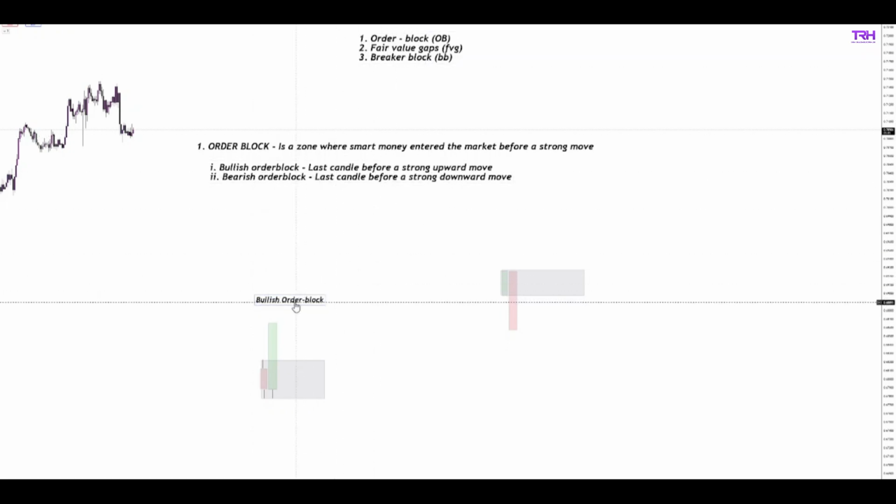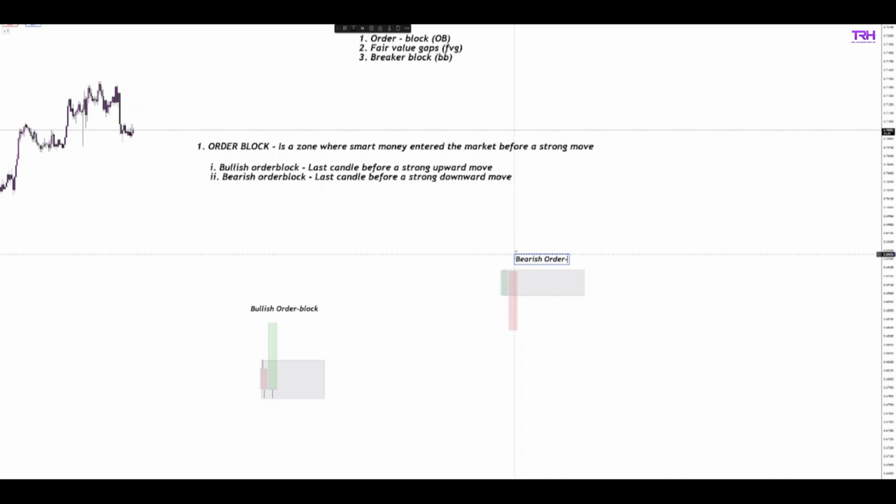Bullish order block. And we have a bearish order block as well. Sorry, you have a bearish order block. So there's a bearish order block, a bullish order block, a bearish order block.